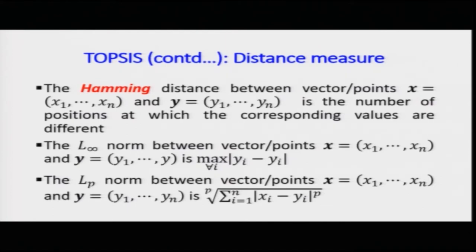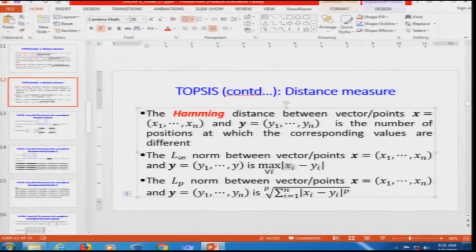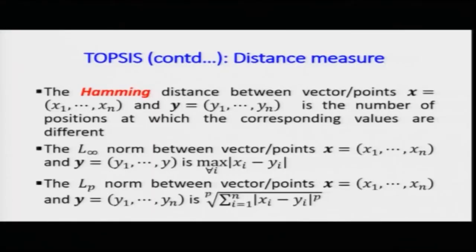For the L infinity norm, you find the differences between x and y, and then find the maximum of these differences. For the LP norm, you find the differences in mod value, raise them to the pth power, add them up, and then take the 1 over p power, based on which you find the LP norm distance. Here, as I mentioned, we will only consider the L2 norm, which is the Euclidean one, based on which we will do the calculation.